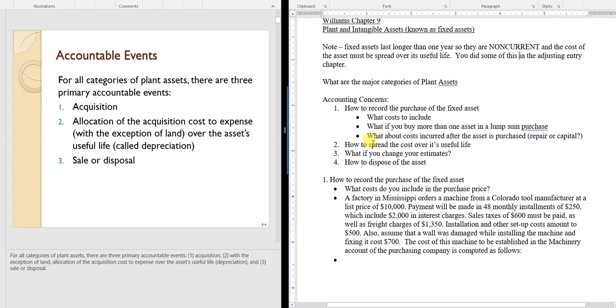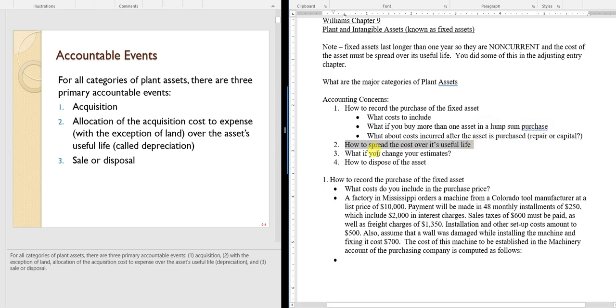What about costs incurred after the asset is purchased? What do I do with those? And sometimes you could actually classify this question right here as in using it, but we'll get to that. Okay, then we buy it, we use it. Using it: how to spread the cost over its useful life. So we're going to get a little more complicated than simply I buy a $30,000 car, I use it for 5 years, so it's $6,000 a year.